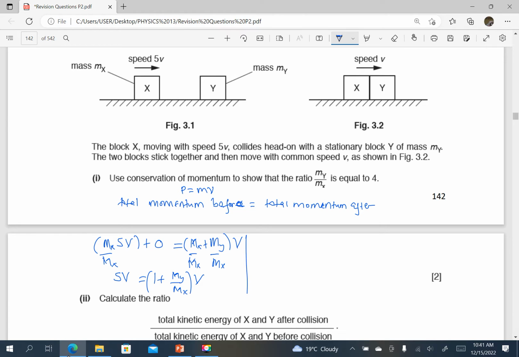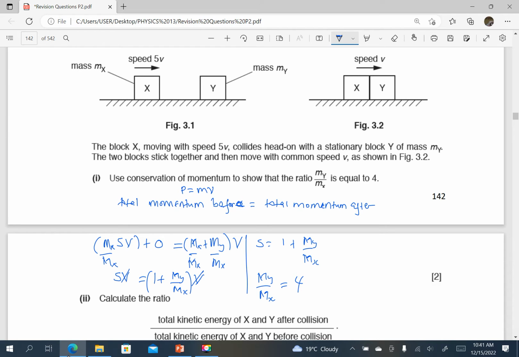So I can open the brackets. I have 5v equaling to v plus my over mx times v. V has cancelled on both sides because it is a common factor. So I now have 5 equals to 1 plus my over mx. So we simply see that my divided by mx is actually 5 minus 1, which is 4.